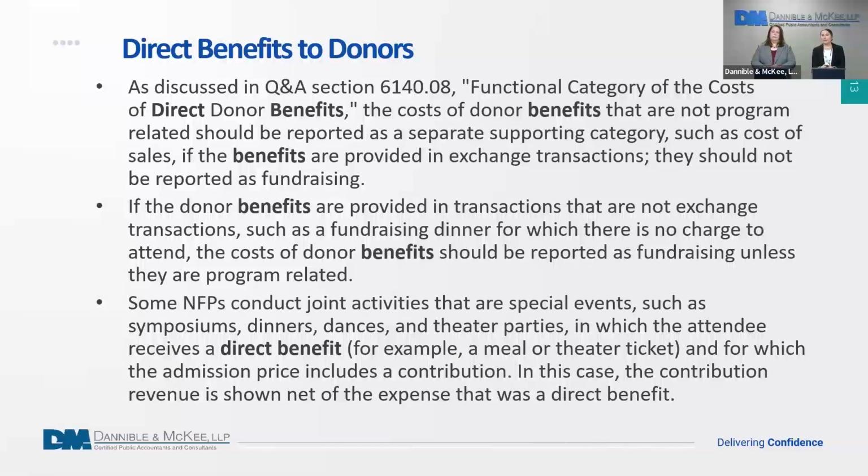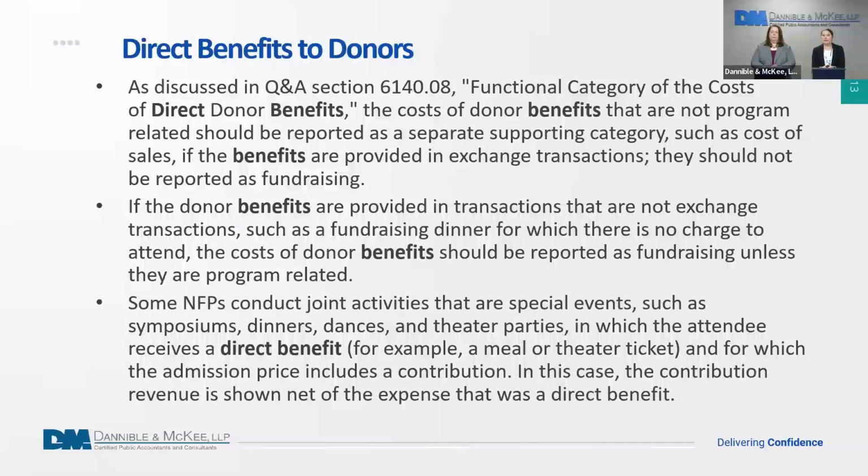So if the donor benefits are provided in transactions that are not exchange transactions, such as a fundraising dinner for which there is no charge to attend, the cost of donor benefits should be reported as fundraising unless they are program related. So this is not an exchange transaction because the purpose of that dinner is fundraising.